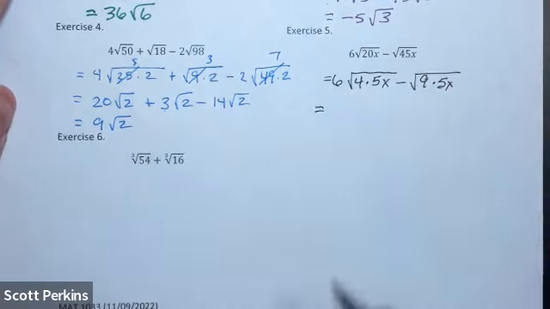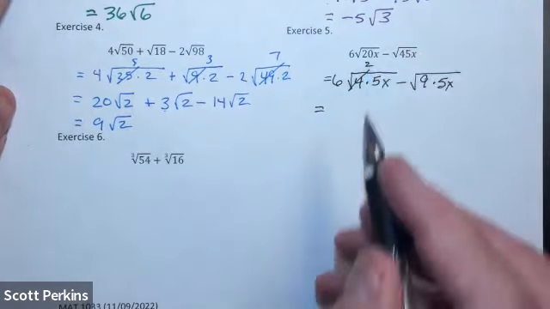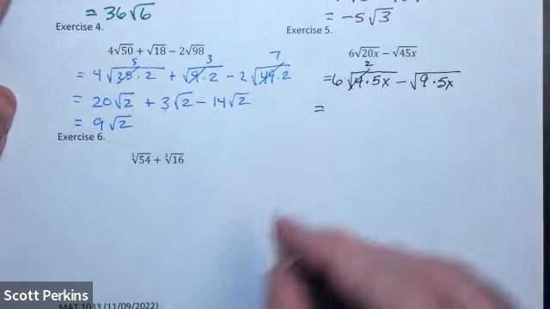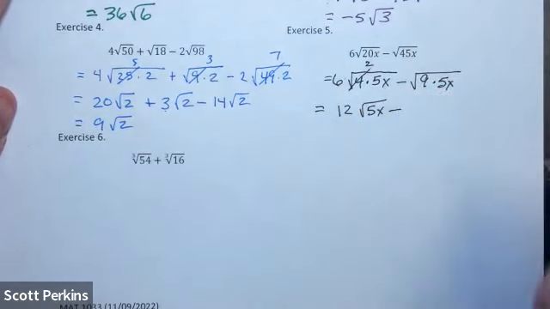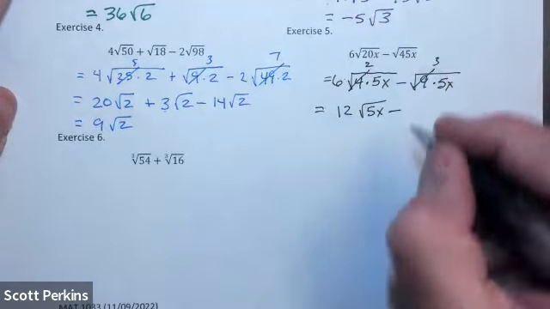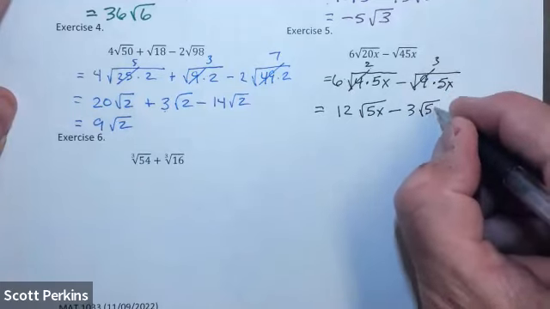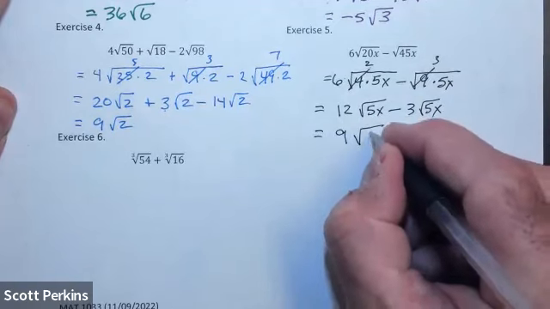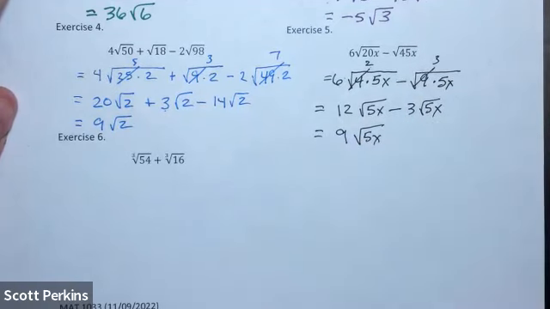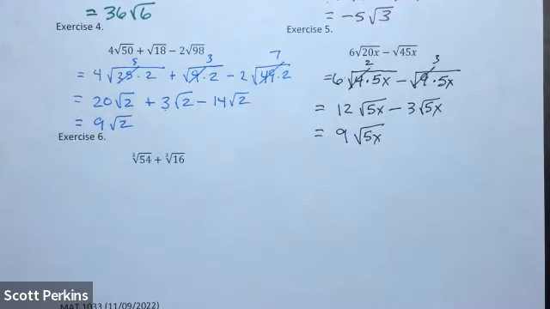And just like we did last time, the square root of 4 is 2. 2 times the 6 that's already outside is 12 square root of 5x, minus square root of 9 is 3. So that's 3 square root of 5x. And 12 minus 3 is 9 square root of 5x. And that's simplified.